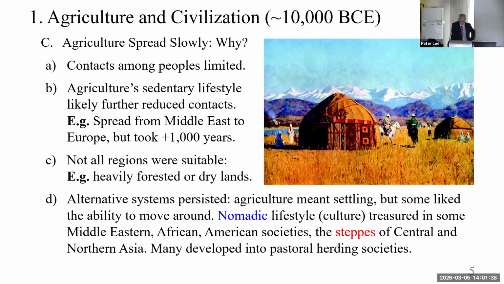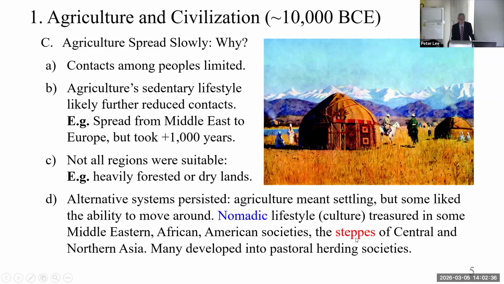Alternative systems persisted as well. Agriculture meant settling, but some liked the ability to move around. The nomadic lifestyle was treasured by some people in some cultures. And even nowadays, the nomadic lifestyle is treasured by some people, right? We call them nomadic people. Usually they don't live in cities, obviously. So this nomadic lifestyle was treasured in some Middle Eastern, African, American societies, and also the steppes of Central and Northern Asia. Many of these places developed into pastoral herding societies. And the picture you see is an example of that.